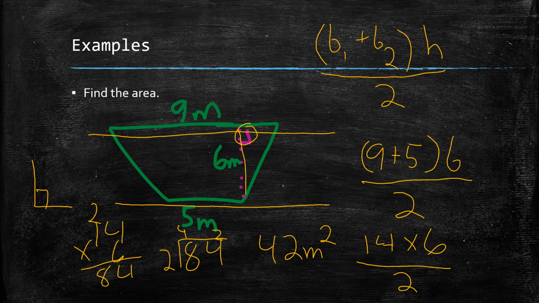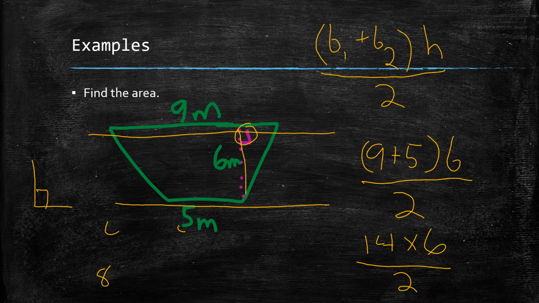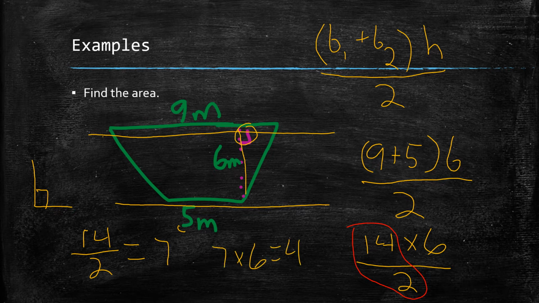However, let's try to keep this as easy as possible. Another way we could have done this, and what we should always be looking to do first, if you can simplify, divide first, and then when you multiply, your numbers will be smaller. So 14 over 2 is 14 divided by 2, that equals 7. So now my problem becomes 7 times 6, that equals 42 meters squared. That's a lot easier to work with instead of multiplying the bigger numbers and then divide. So if you can always simplify first, please do so.